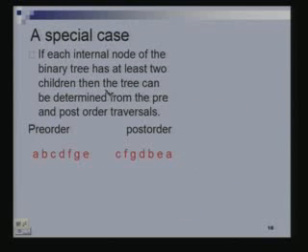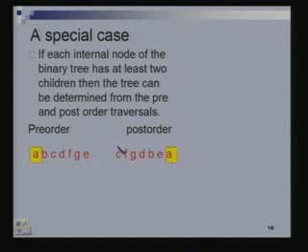So, if each internal node of the binary tree has exactly 2 children, because it is a binary tree, then you can use the pre-order and post-order to determine the tree uniquely again. Let us see, just as an exercise, why this is true. So, I gave you the pre and post-order traversal. Now, what can you say? What is the first thing you can say?